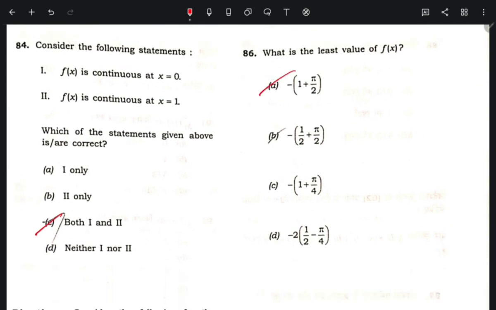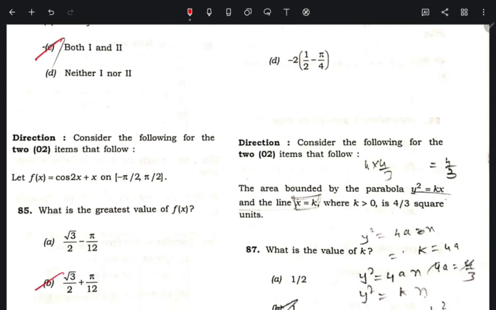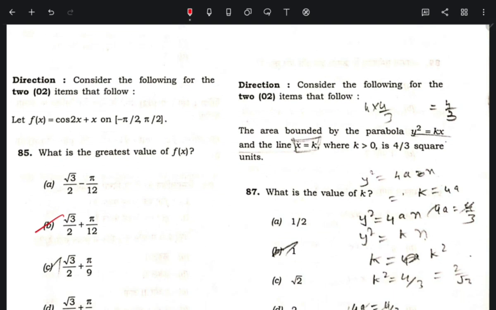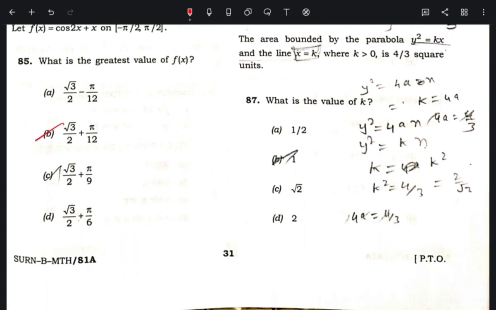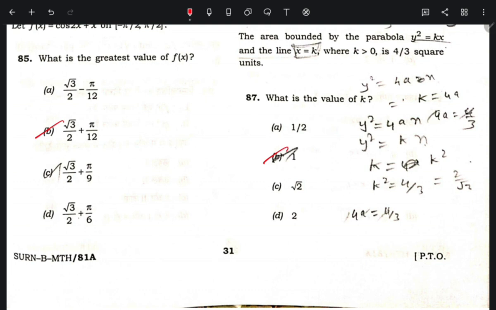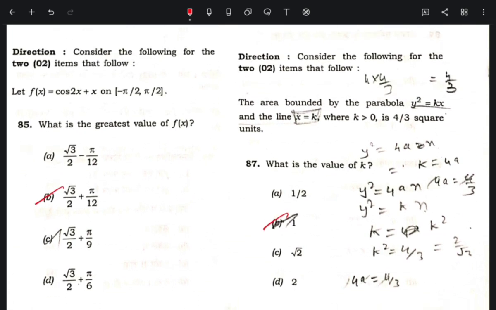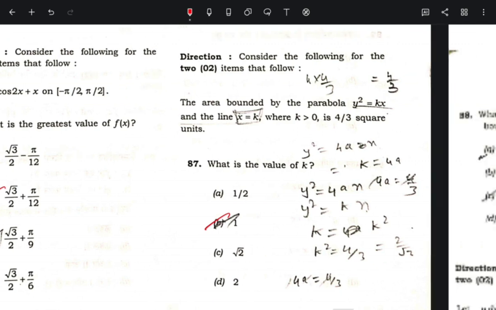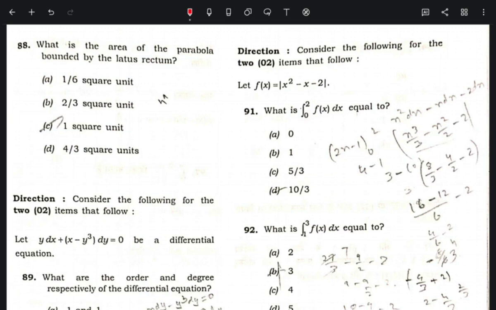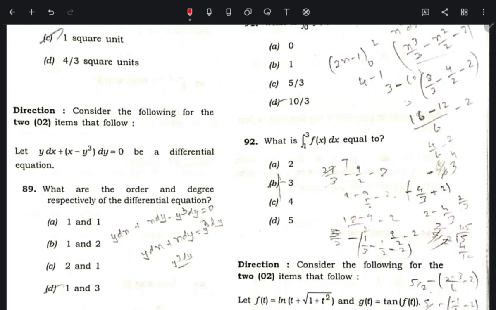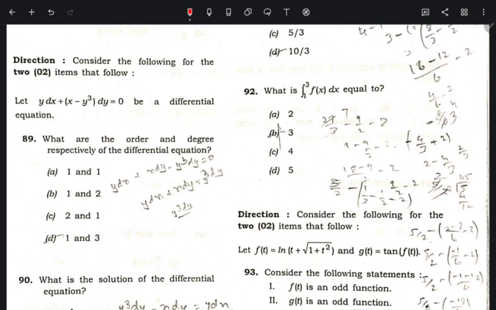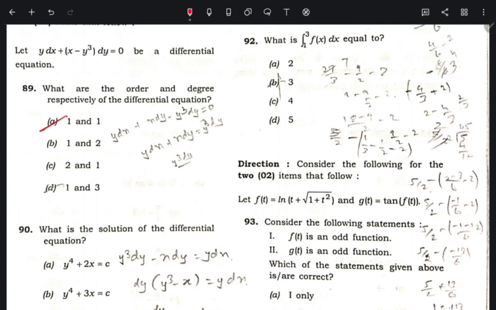86 it is A. Again least value, application of derivatives. It's a direct question. So 87 it is B. Okay, again, if bounded by parabola and the line is equal to K, so this is in the integration, application of integration question. For 88 you have, this will be A, and for 89, we have gotten into differential equations.